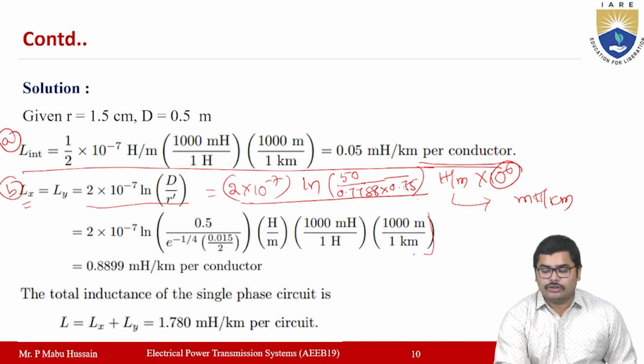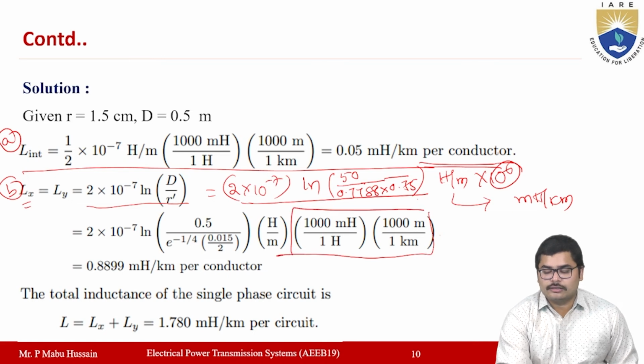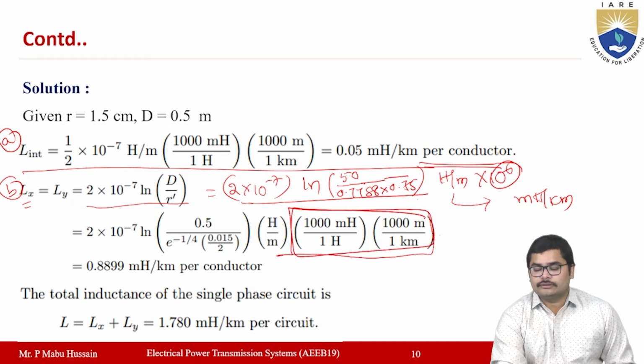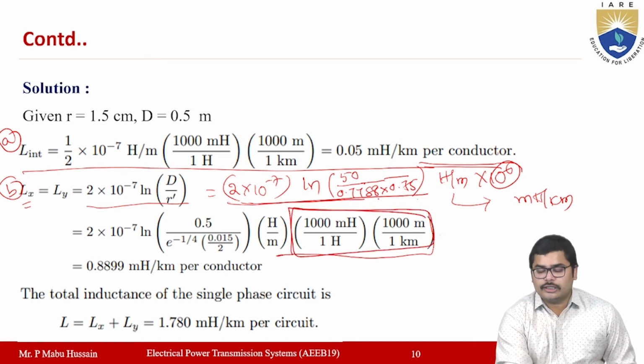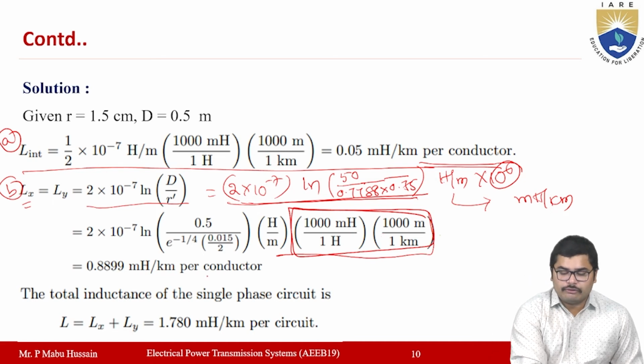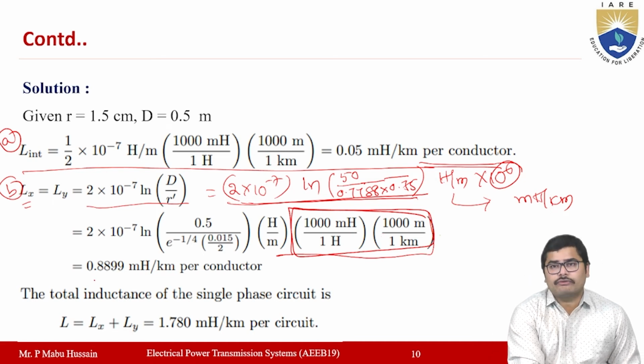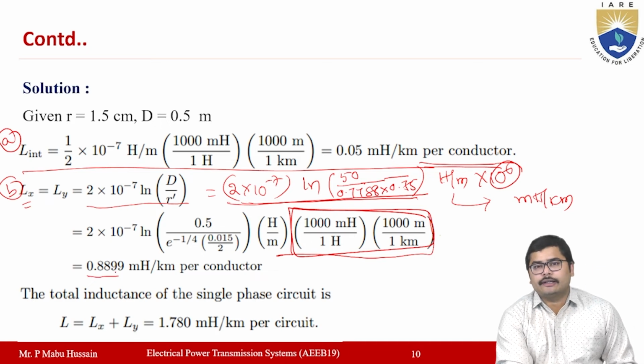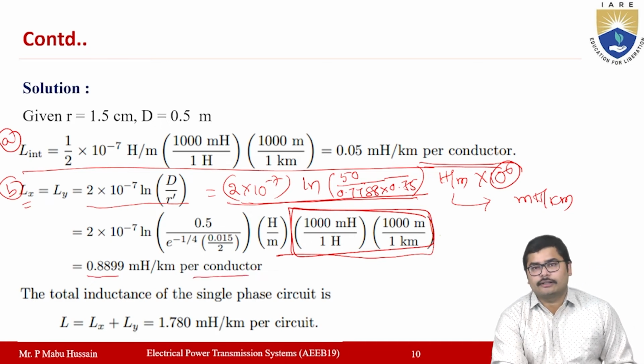If you are confused with all this, then simply multiply this total by 10 power 6 so that the value will be converted into millihenries per kilometer. So the final value for the inductance of each conductor will be equal to 0.8899 millihenries per kilometer for each conductor.